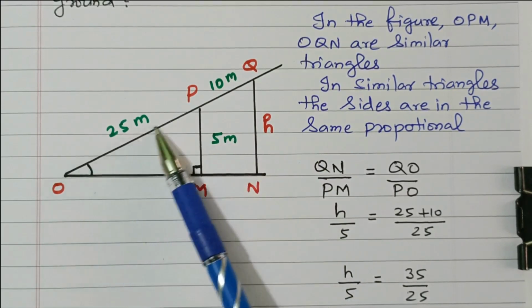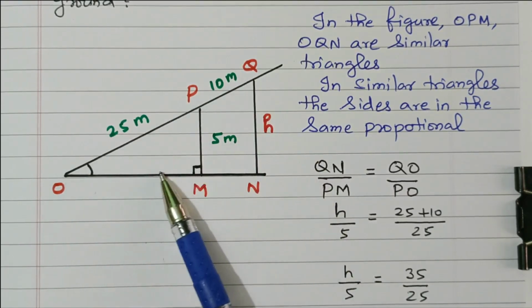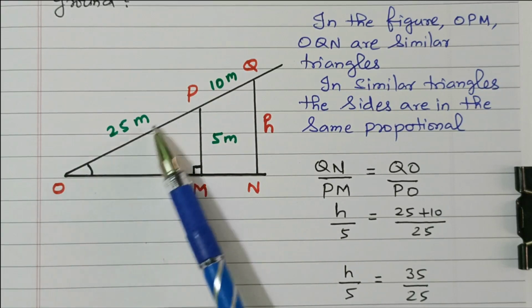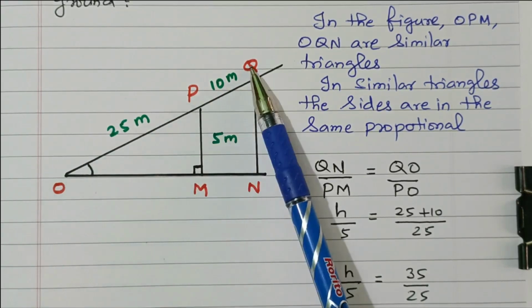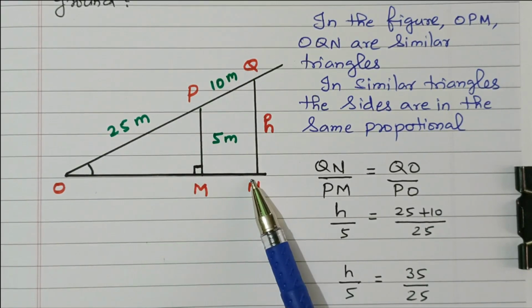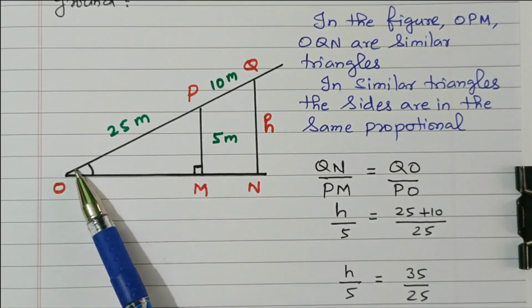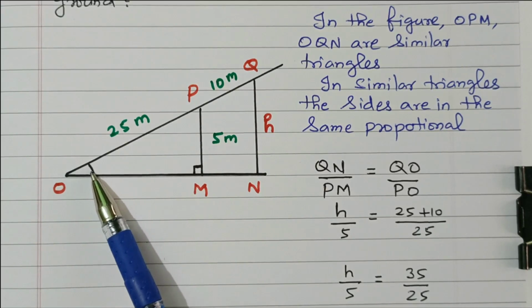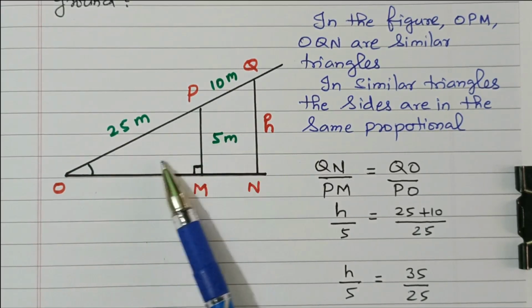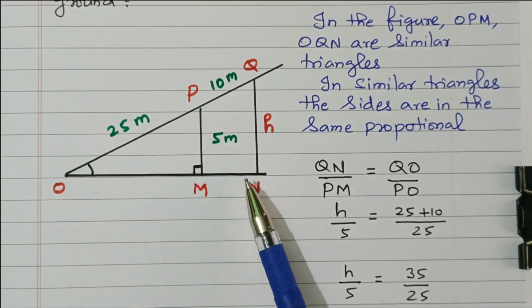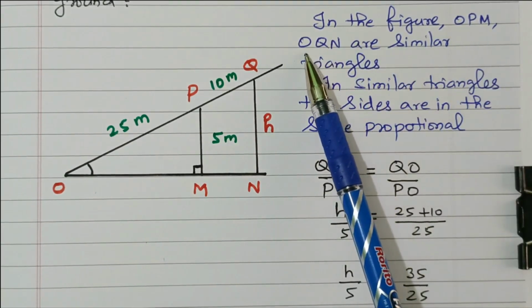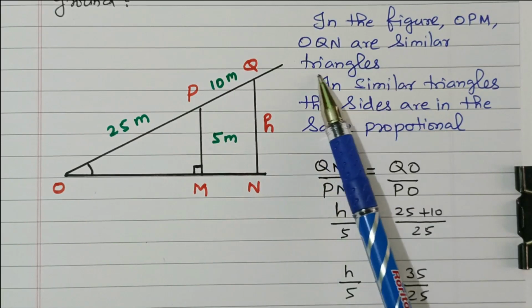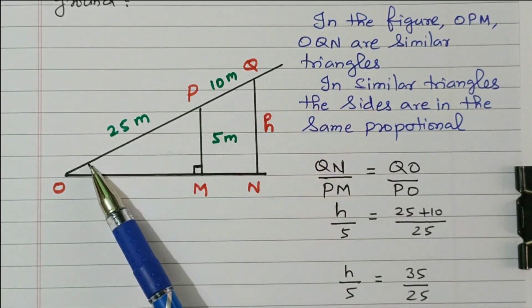Right, so we have this figure. This is considered as two triangles. OPM is one of the triangles. OQN is the other triangle. Both have the same angle, that is the important thing. This is a right angle. These two are right angles. In the figure, OPM and OQN are similar triangles because this angle is the same.